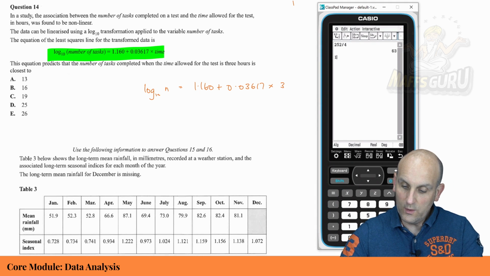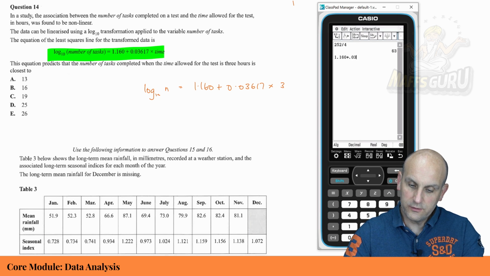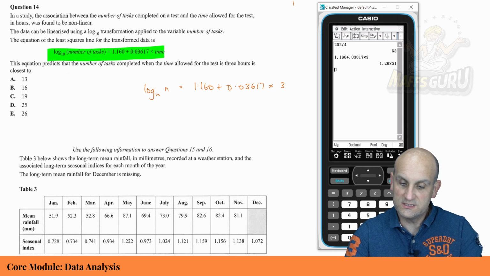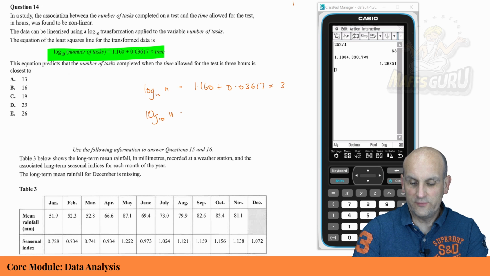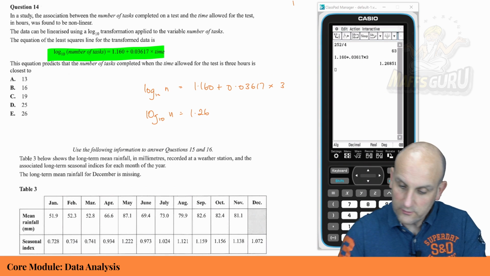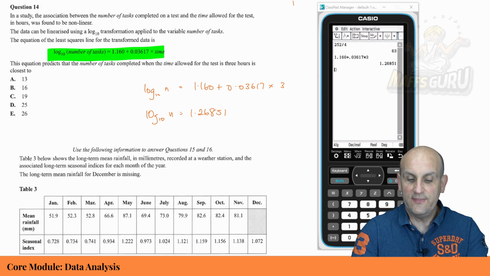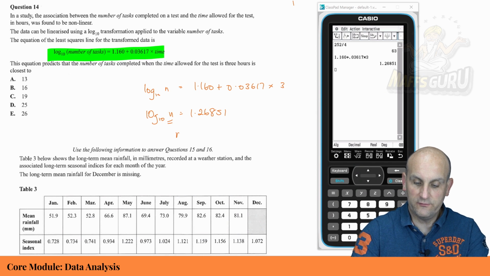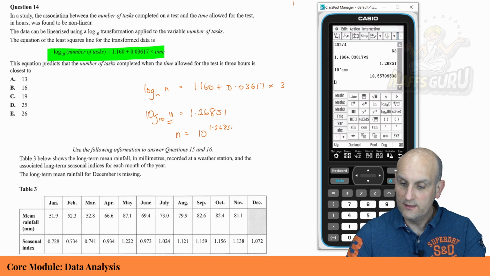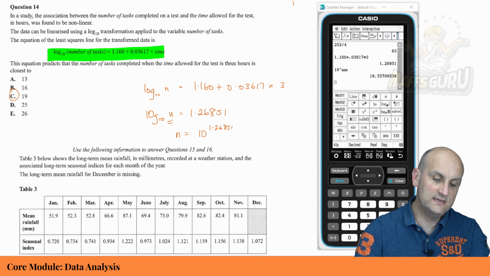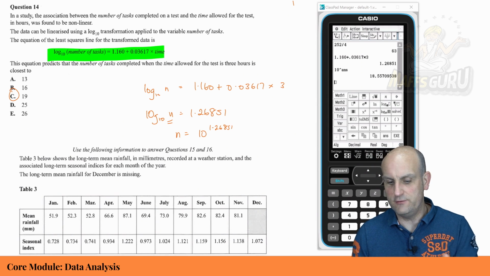All right, so I did 1.160 plus 0.03617, and I'm going to multiply that by 3, and that gives me 1.26851. Now, that means that the log base 10 of some number is 1.26851. To get the actual number, I need to raise everything to the power of 10, so that gives me 10 to the power of 1.26851. So I do 10 to the power of, and let's bring up my answer, gives me 18.55, which means C is my correct answer because he wants the one that it is nearest to.